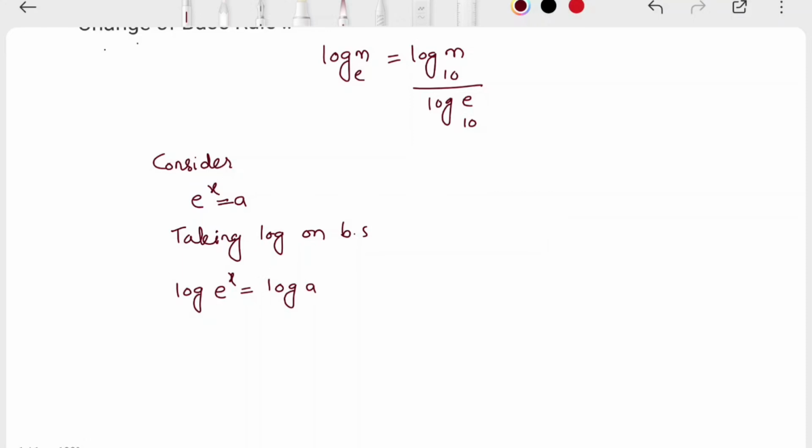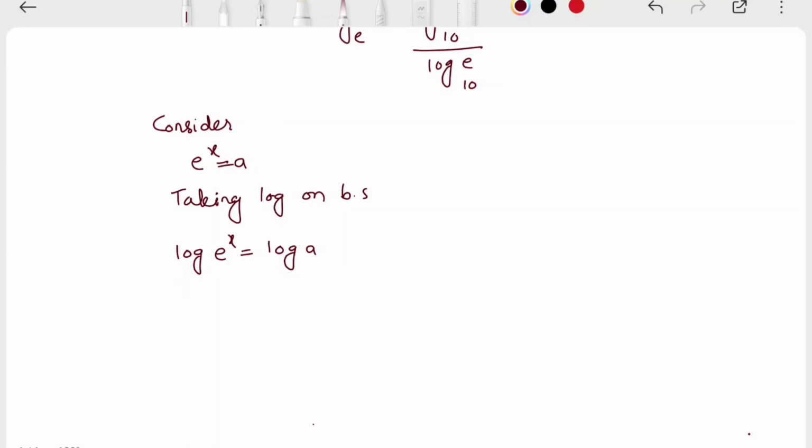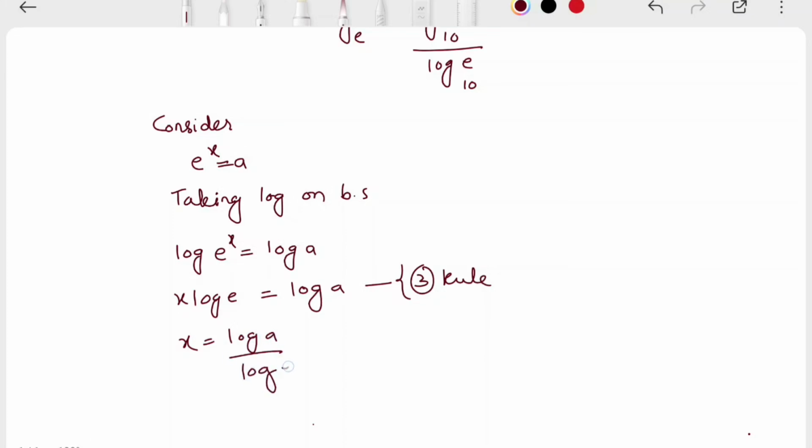Now here you can see the third rule: log of m to the power n to the base b is equal to n log of m to the base b. So the power can move to the front. So x log of b is equal to log of a by the third rule. So x is equal to log of a divided by log of b.